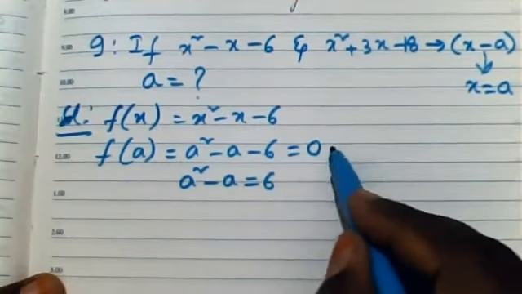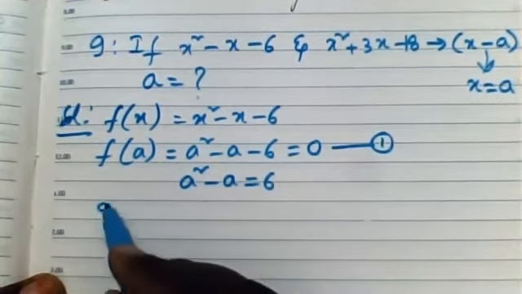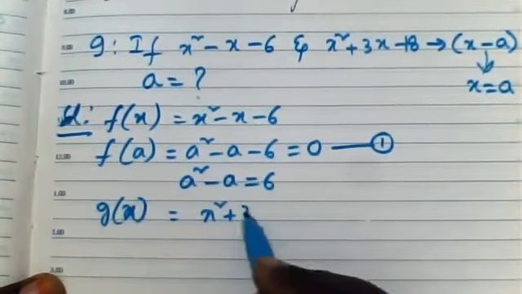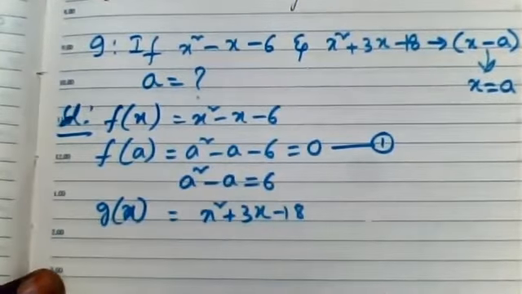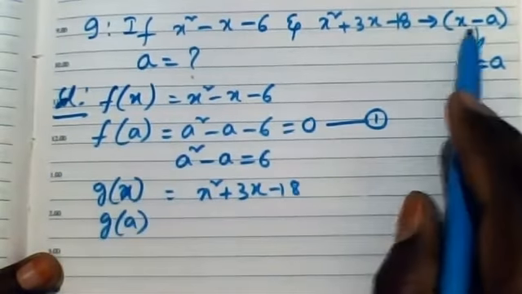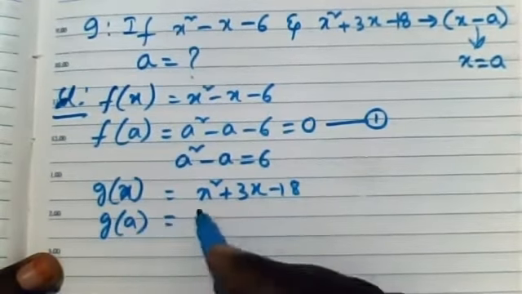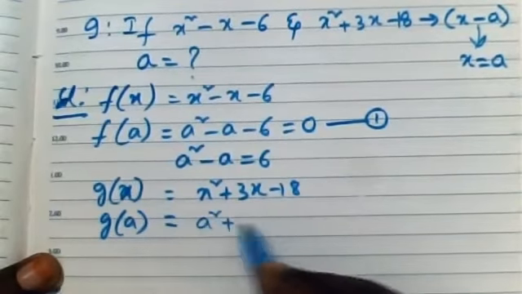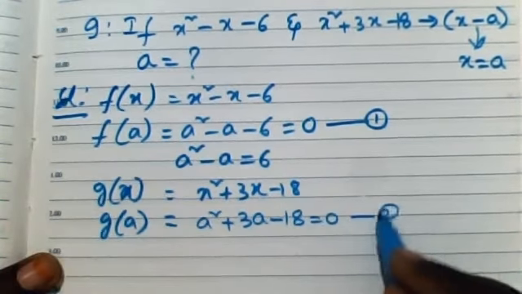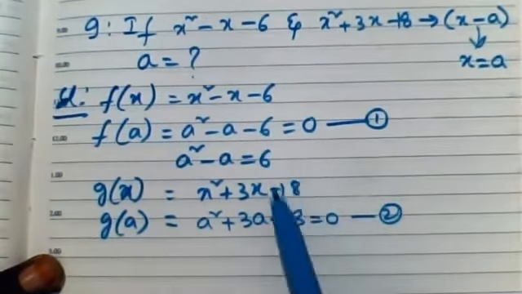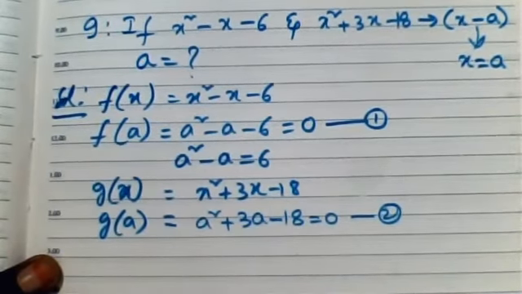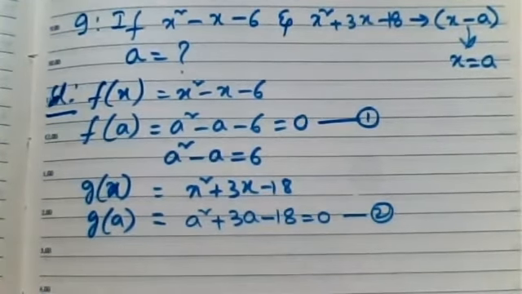Now by this I'll get a square minus a is equal to 6. Otherwise you can treat this as equation 1, and we'll write g of a. G of x is given as x square plus 3x minus 18. Now g of a, because x minus a is a factor, g of a is equal to 0. So a square plus 3a minus 18 is equal to 0. This is equation 2. Now if you solve these two equations, we can find the value of a. Okay children, first you copy till here, then we'll go for further.